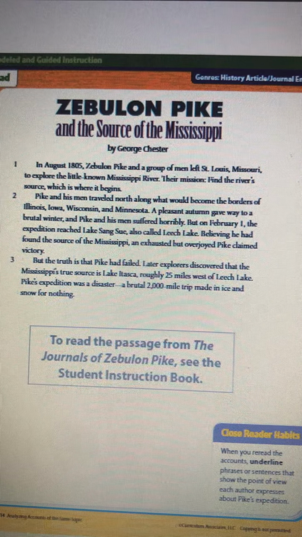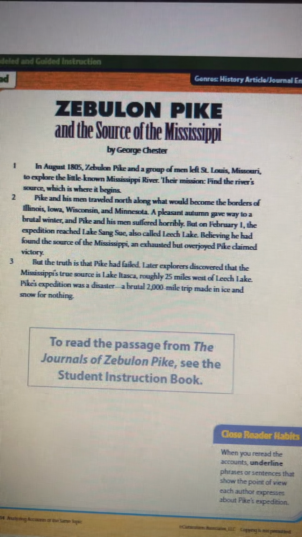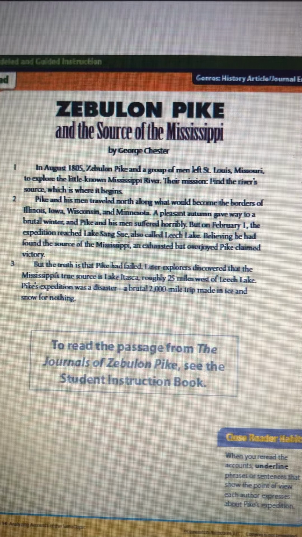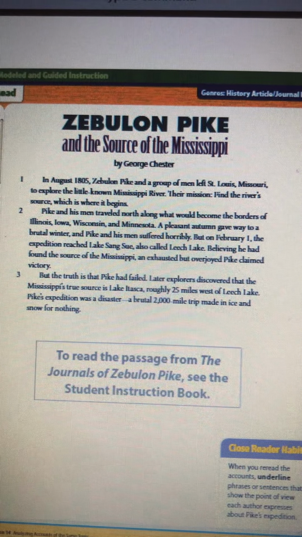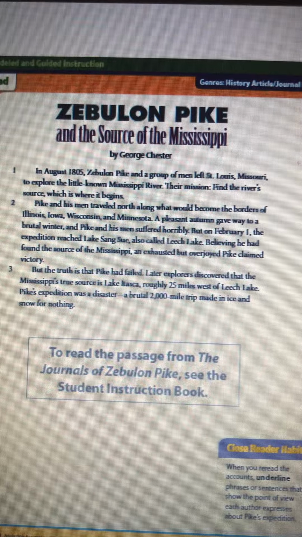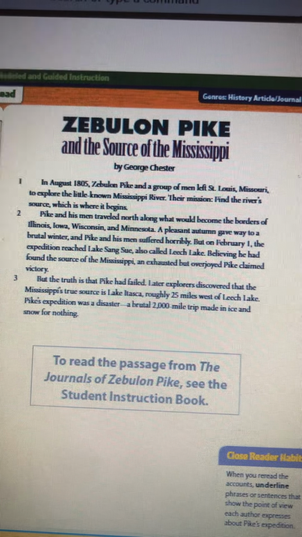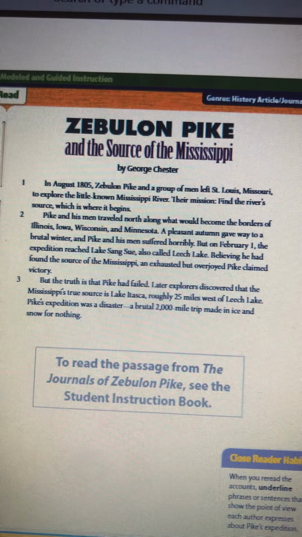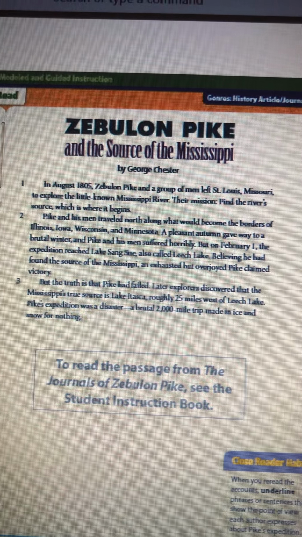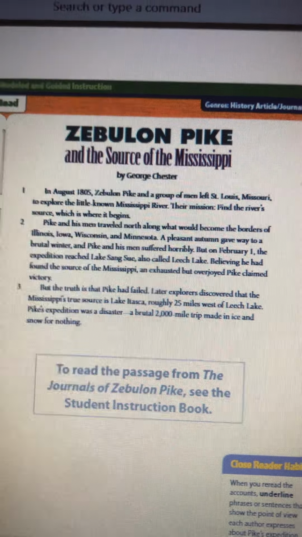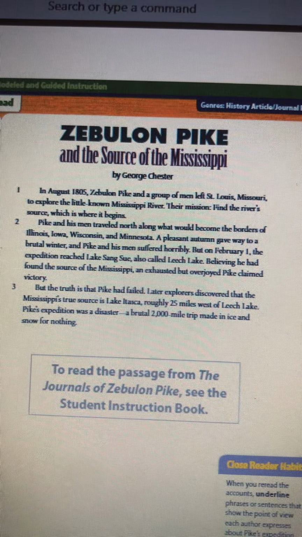In August 1805, Zebulon Pike and a group of men left St. Louis, Missouri to explore the little-known Missouri River. Their mission: find the river's source, which is where it begins. Pike and his men traveled north along what will become the border of Illinois, Iowa, Wisconsin, and Minnesota.